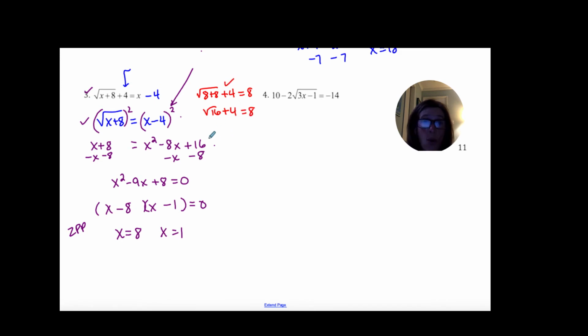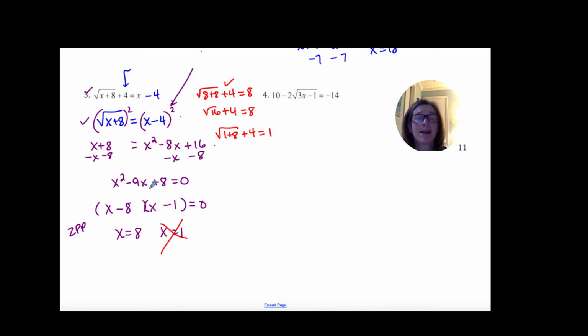All right, let's see about 1. The square root of 1 plus 8, plus 4, does that equal 1? Well, the square root of 8 plus 1 is the square root of 9, which is 3. 3 plus 4 does not equal 1. That's 7. So 1 is an extraneous solution and it does not work.